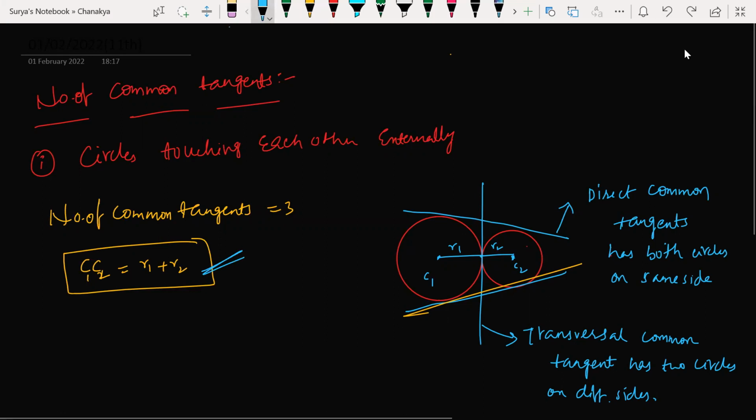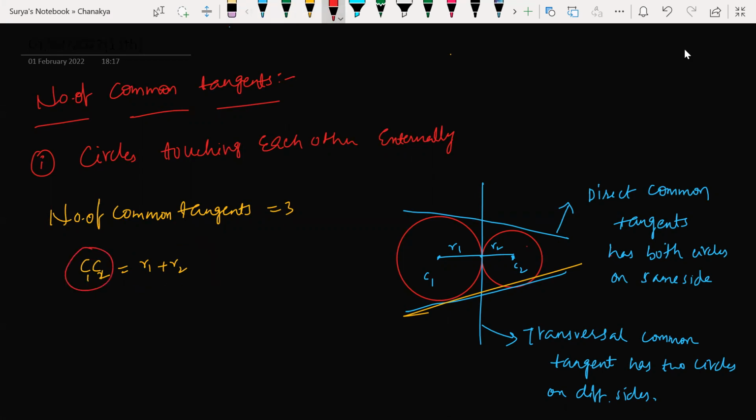Isn't it? Look at the diagram. Imagine the distance between C1 and C2, which is nothing but the summation of radii, isn't it? The distance between C1 and C2 is nothing but the summation of R1 and R2. Very simple. Am I clear? This is the condition when you have the number of common tangents 3.